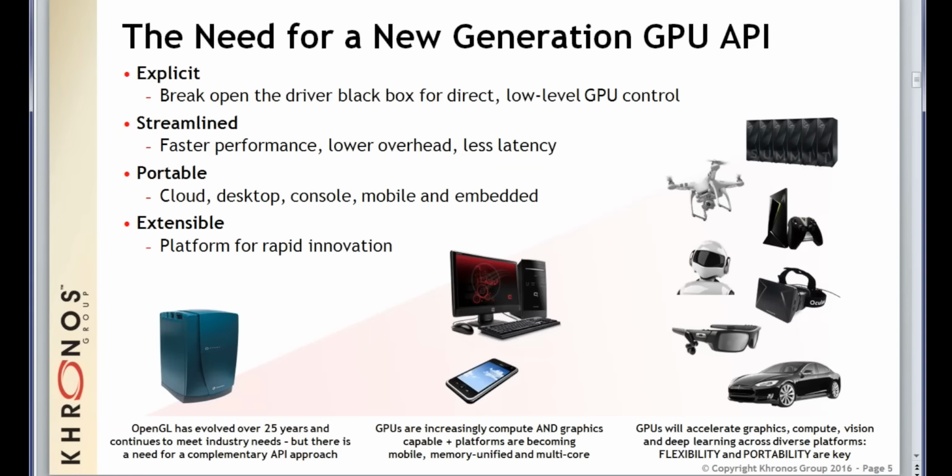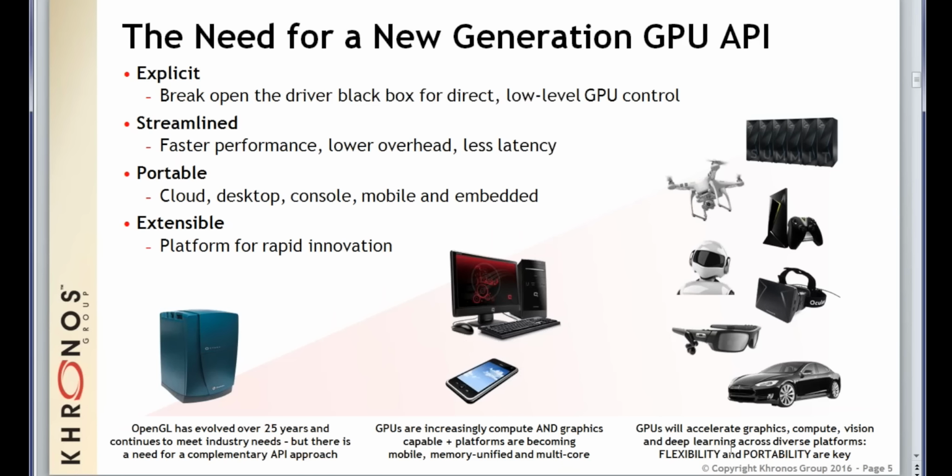From the technology point of view, GPUs are becoming increasingly compute and graphics capable. Platforms are becoming more mobile, more memory unified, more multi-core. And from a market requirements point of view, GPUs are going to be not just accelerating graphics on your desktop or mobile phone, they're going to be used in a wide variety of platforms and devices, and used not just for gaming and graphics, but also for compute acceleration, vision acceleration, deep learning across these diverse platforms. So we need an API that's efficient and flexible and portable across this wide range of different architectures.